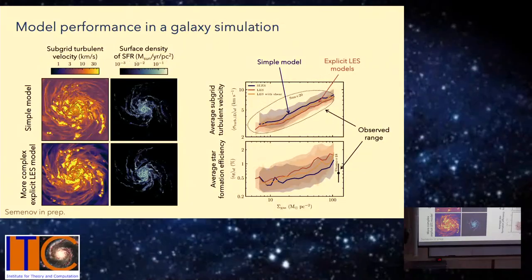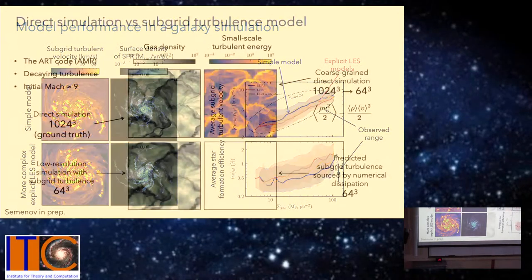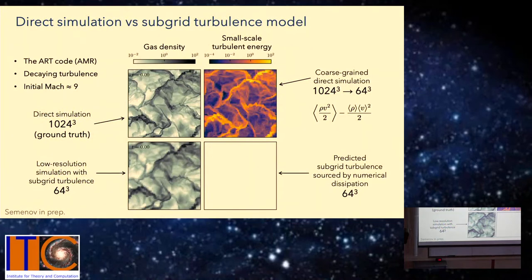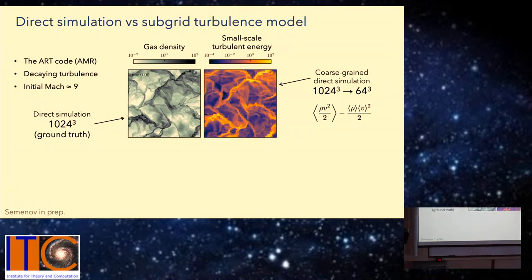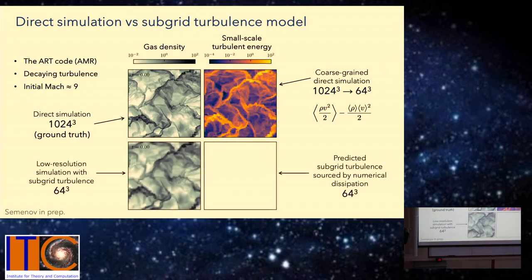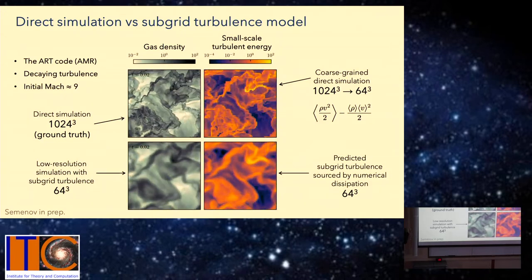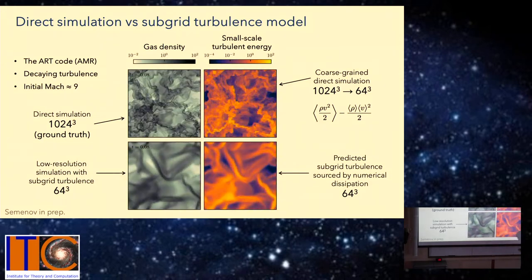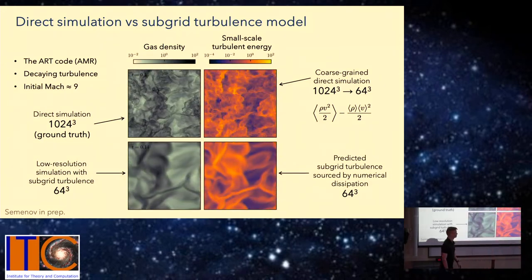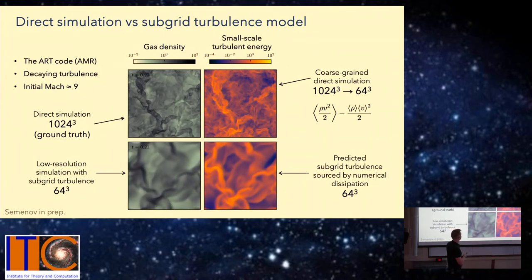Could you please go to the previous one? The movie one. Yes. Could you please give some comments on why the bottom panel simulation looks smoother compared to the upper panel one? So if we want to model the ISM in a small scale, which one is more accurate? So these are just different. These are simulations with different resolution.